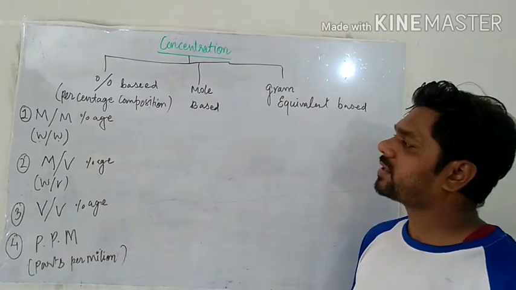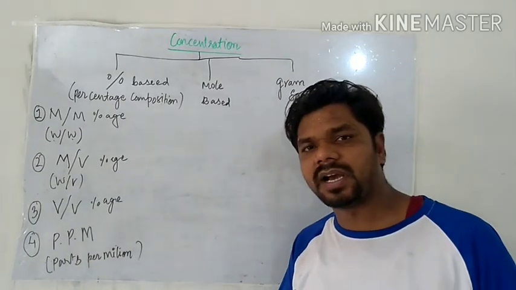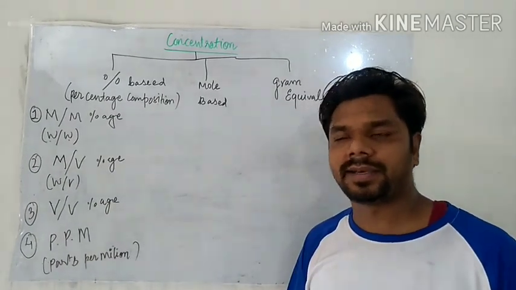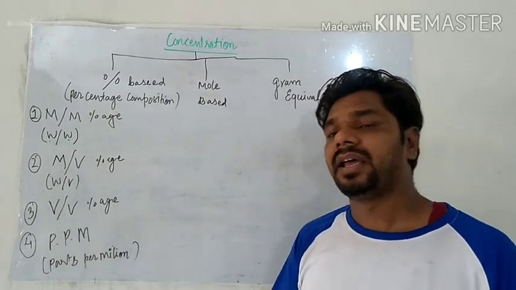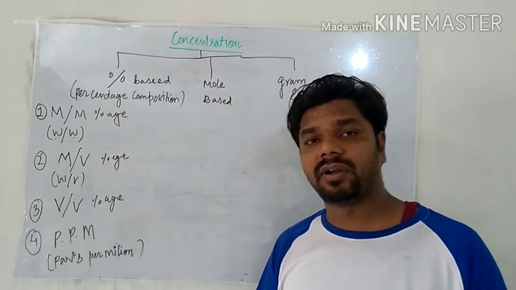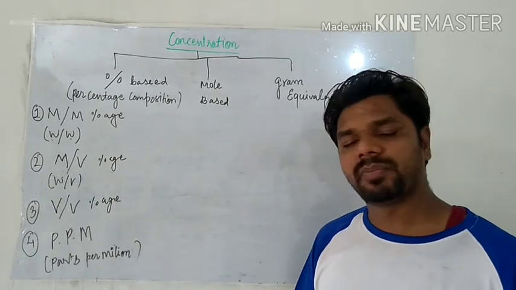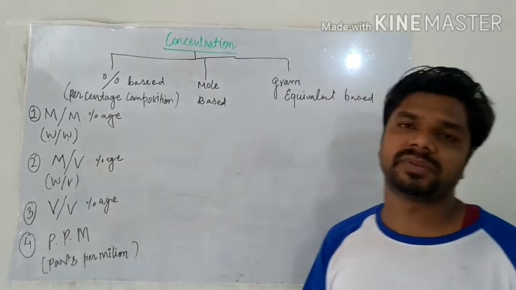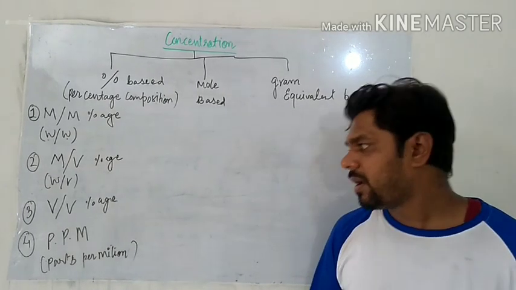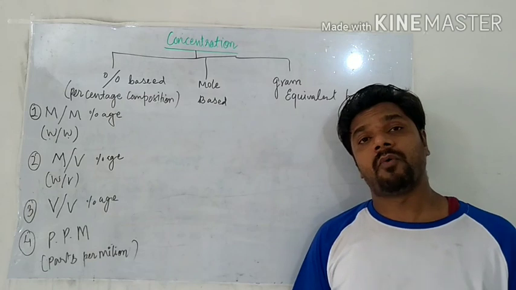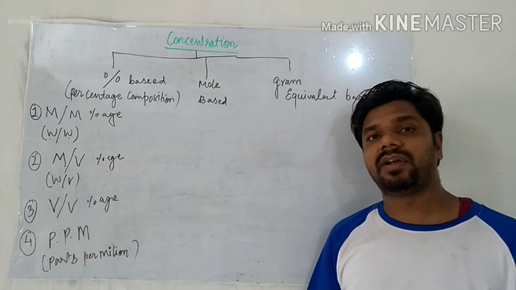Concentration in terms of percentage can be given as weight by weight percent. It means how much weight of solute is present in a given weight of the solvent. Mass by volume means how much weight of the solute is present in each 100 volume of solvent or solution. And volume by volume percentage means how much volume of solute is present in the given volume of a solvent or a solution.